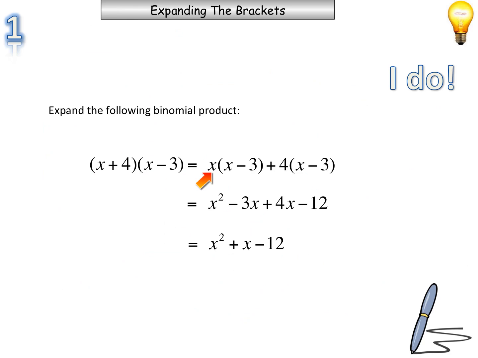So the way we do this without always drawing a rectangle is get the first term, put that at the front, and multiply it with the brackets in the second set of brackets. Then get the second term in the first set of brackets, and then multiply it with the second set of brackets again. So it's x multiplied by the second set of brackets and 4 multiplied by the second set of brackets.